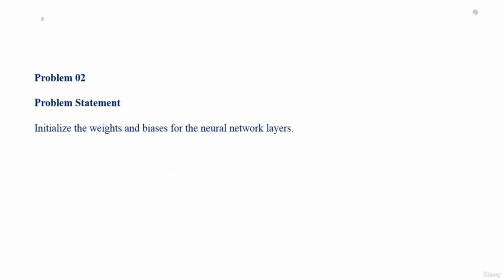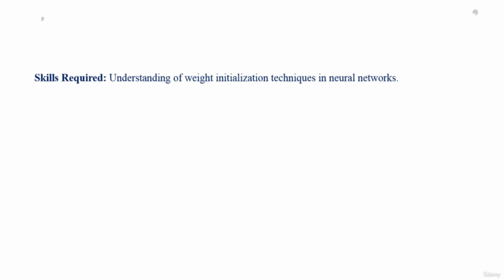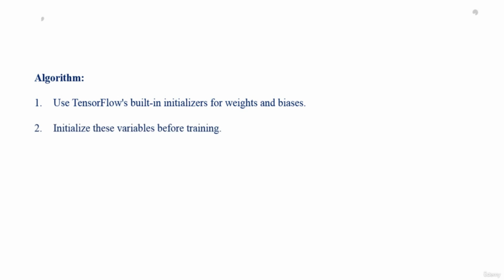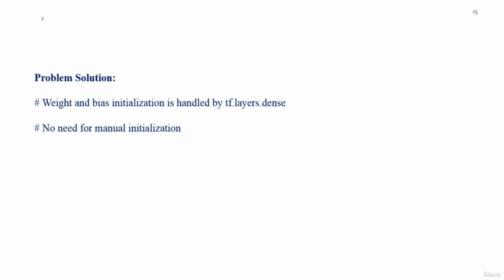Problem 02. Problem statement. Initialize the weights and biases for the neural network layers. Skills required: understanding of weight initialization techniques in neural networks. Instructions. Initialize weights and biases for each layer. Use appropriate initialization methods. Algorithm. Use TensorFlow's built-in initializers for weights and biases. Initialize these variables before training.